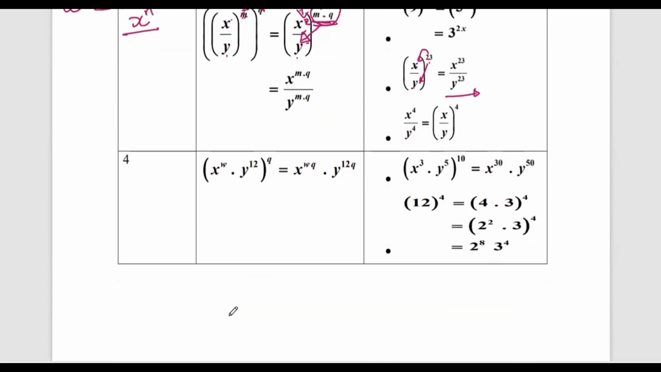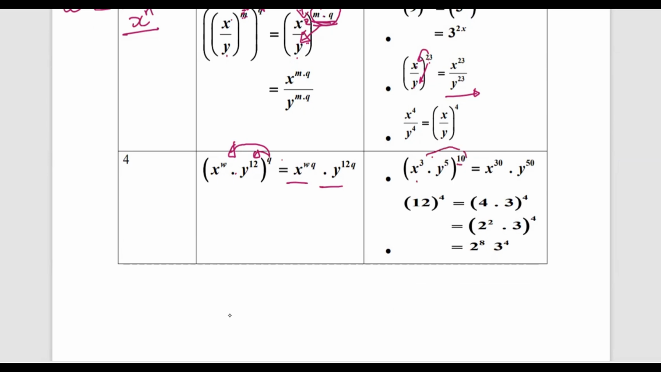Then law number 4, we are multiplying this with another exponent. Again, it just links to the previous law. So this q affects the w, this q affects the 12, and then we have it like that. x to the 3 times y to the 5 to the 10.